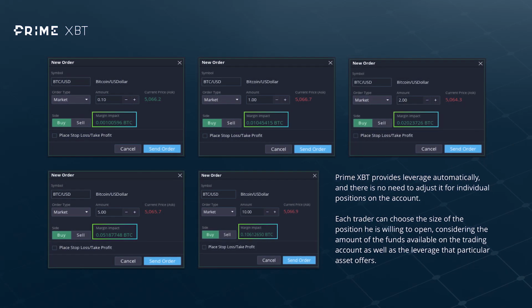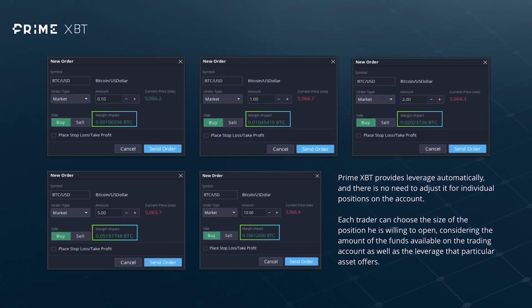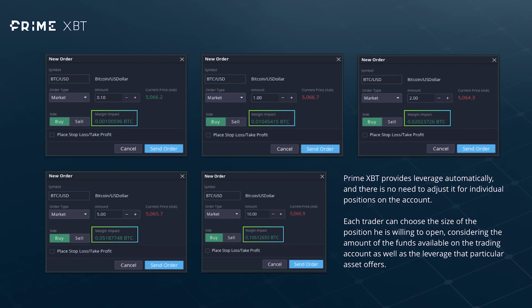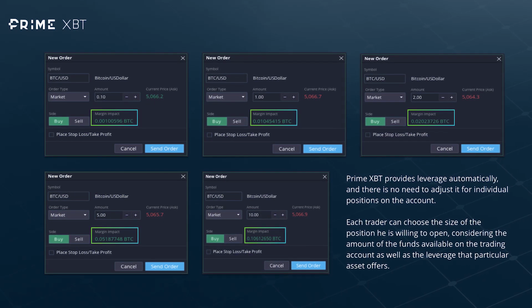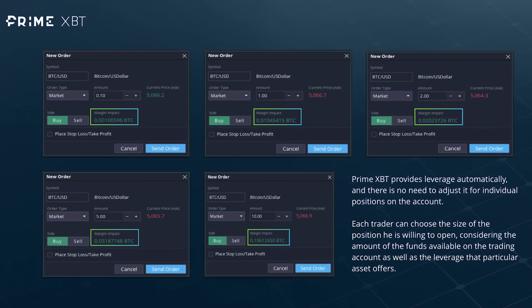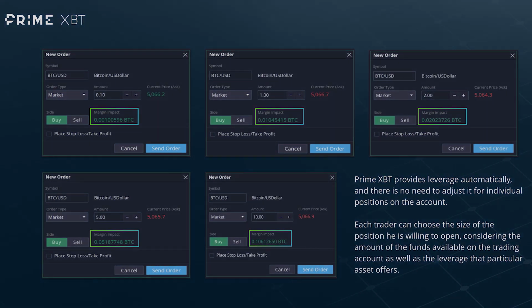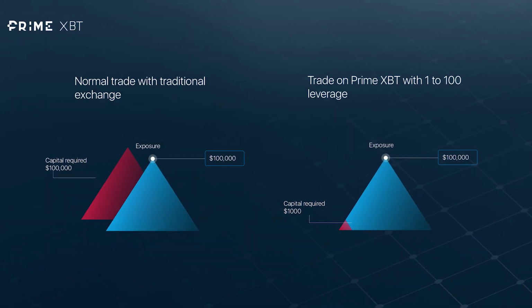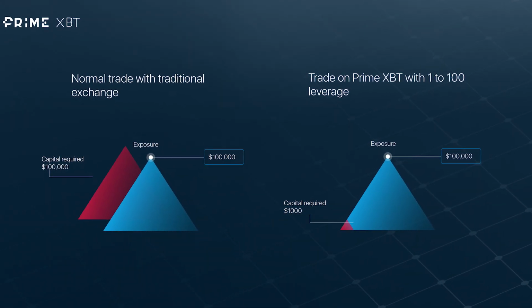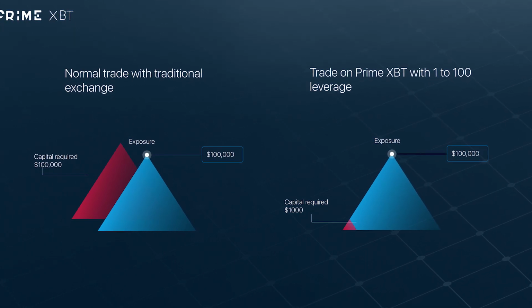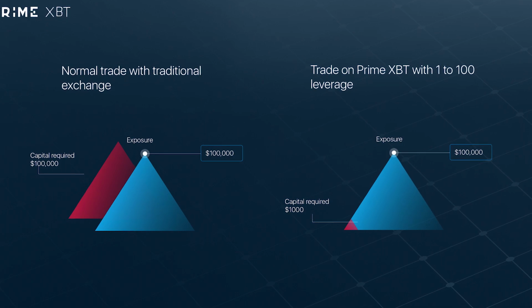PrimeXBT provides leverage automatically, and there is no need to adjust it for the individual positions on the account. Each trader can choose the size of the position he is willing to open, considering the amount of funds available on the trading account as well as the leverage that particular asset offers. For example, if your trading account has a Bitcoin balance equivalent to $1,000, you can open a maximum position of $100,000 using leverage of 1 to 100.